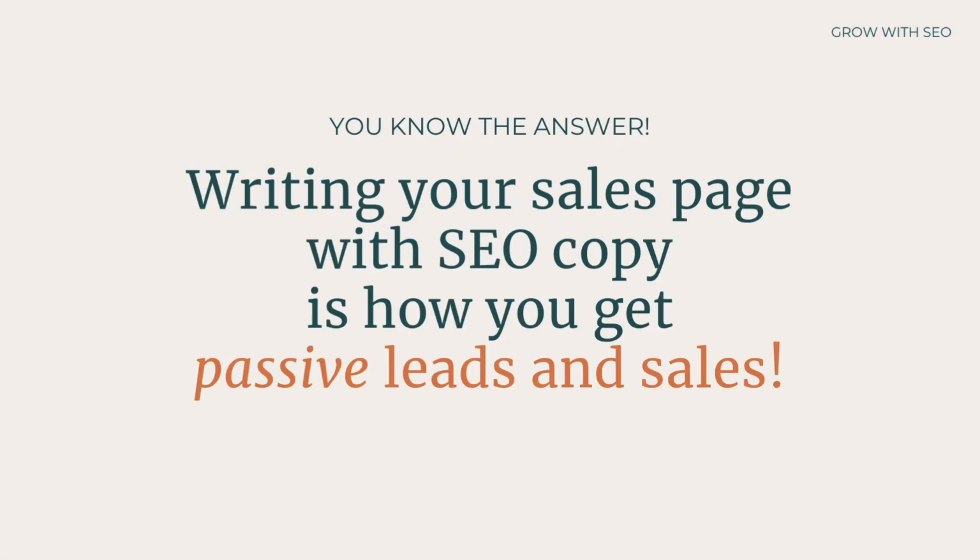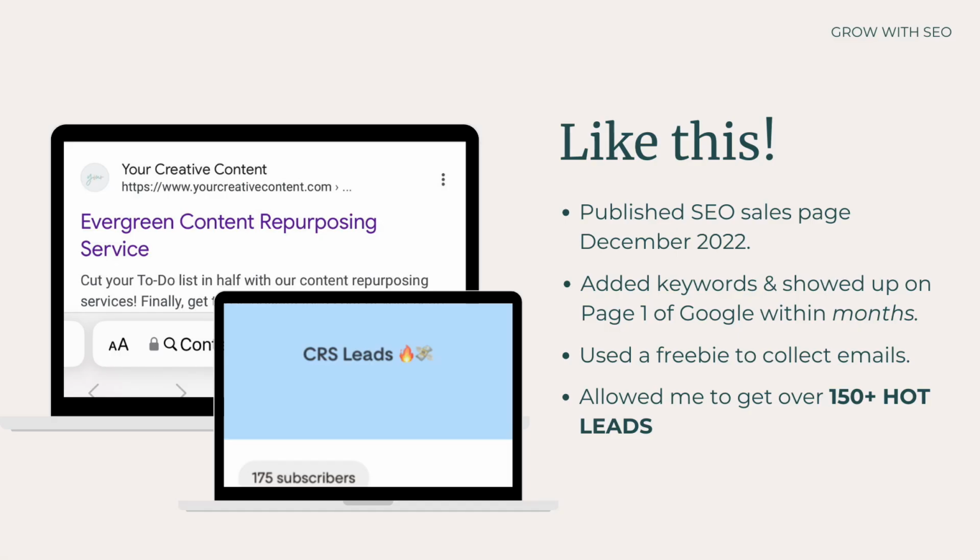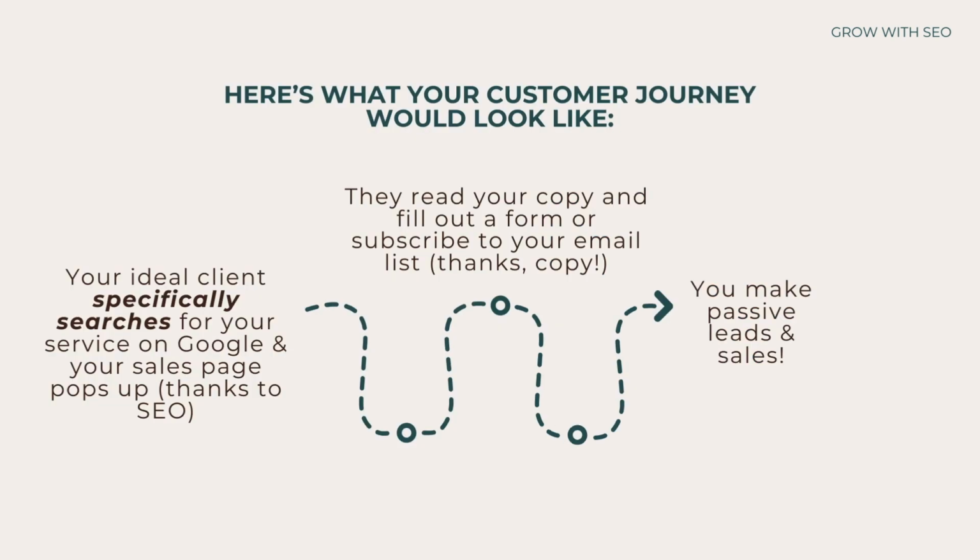You know the answer. So writing your sales page with SEO copy is how you get passive leads and sales, like this. So again, I published this SEO sales page in December 2022. I added keywords to show up on page 1 of Google within months. Then I used a freebie to collect emails instead of just putting in a free consultation. And that allowed me to get over 150 hot leads. It was actually 175.